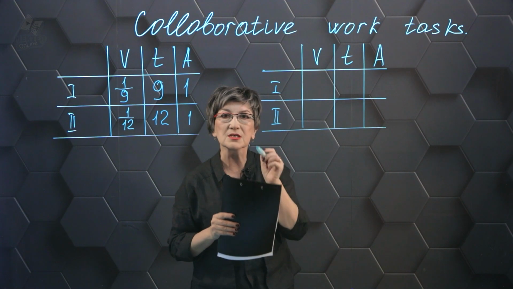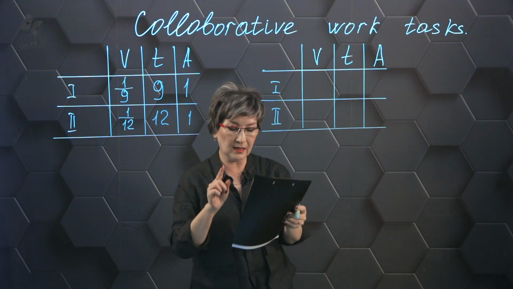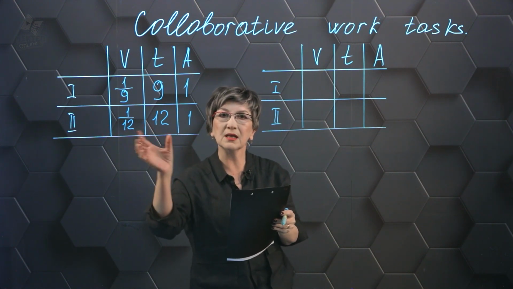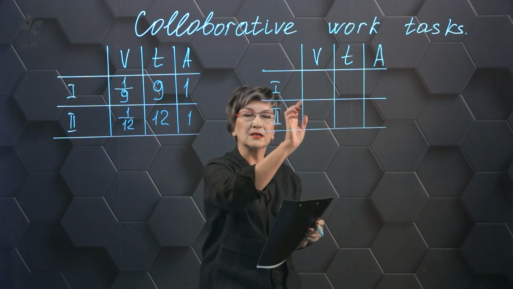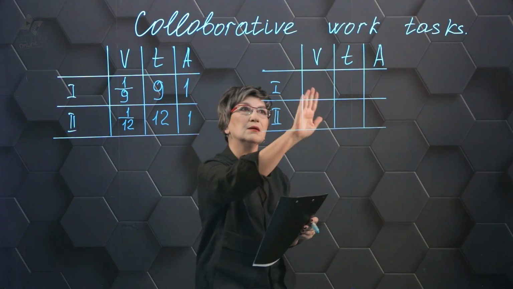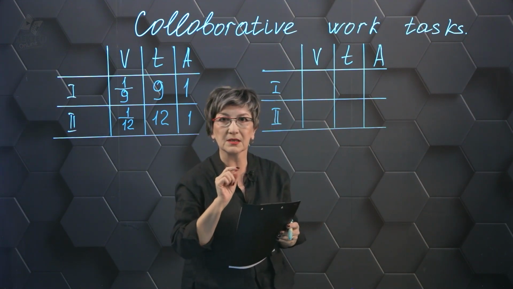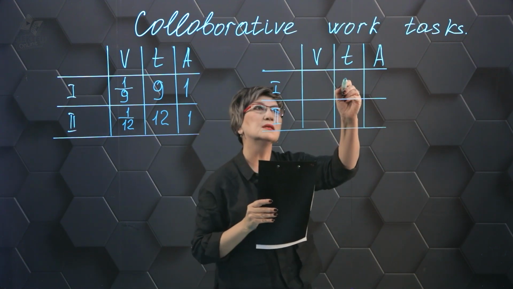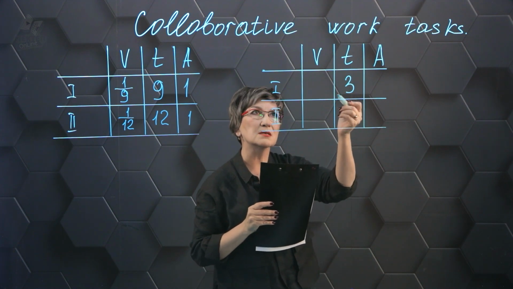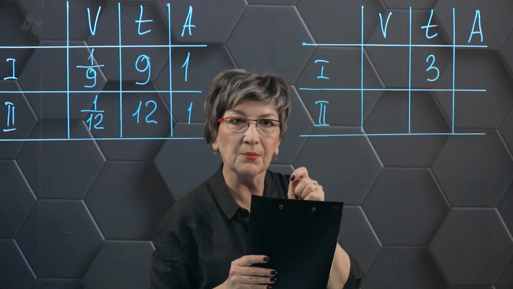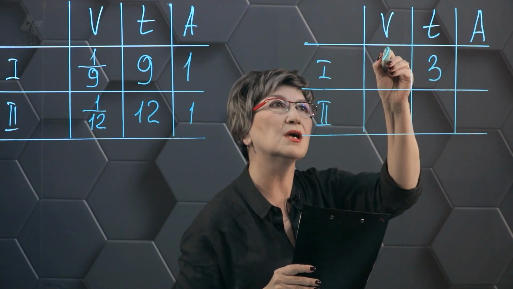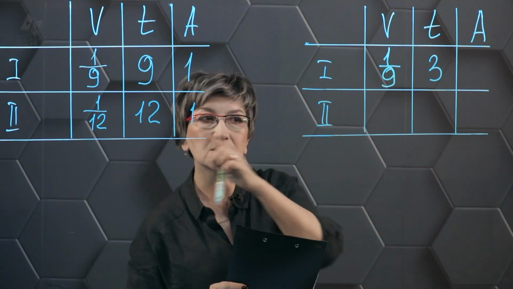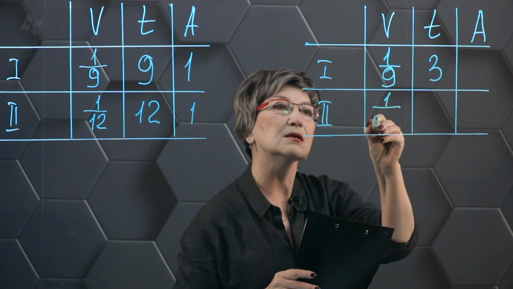The problem condition says that the first company worked for 3 months, and the rest of the work was done by the second company. And in order to record the new data, I need a second table. The first company worked for 3 months. I'm recording 3 months. The productivity of the first company did not change, so I will record the productivity of the first company 1/9. The productivity of the second company also remained 1/12.